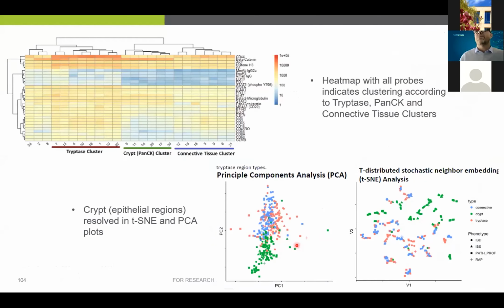And then they were able to visualize everything with heat maps, clustering according to tryptase and pancytokeratin and connective tissue, and then also the crypts of the epithelial regions being resolved into t-SNE and the PCA plots, showing the ability to separate those different ROIs.